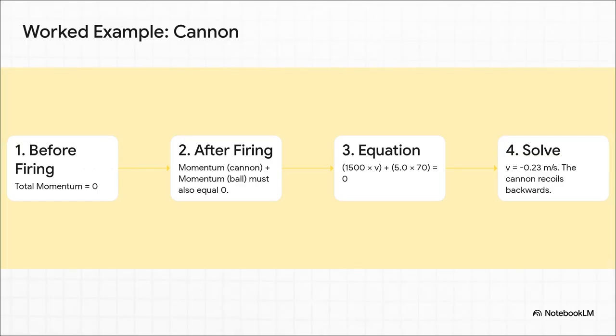Okay, here's how the math plays out. The total momentum starts at 0. After firing, the cannonball zooms forward with a big positive momentum. To keep the total momentum of the system at 0, the cannon has to gain an equal and opposite momentum. When we solve the equation, we see the cannon's velocity is negative 0.23 meters per second. That negative sign is everything. It's the physics of recoil, telling us the cannon moves backward.